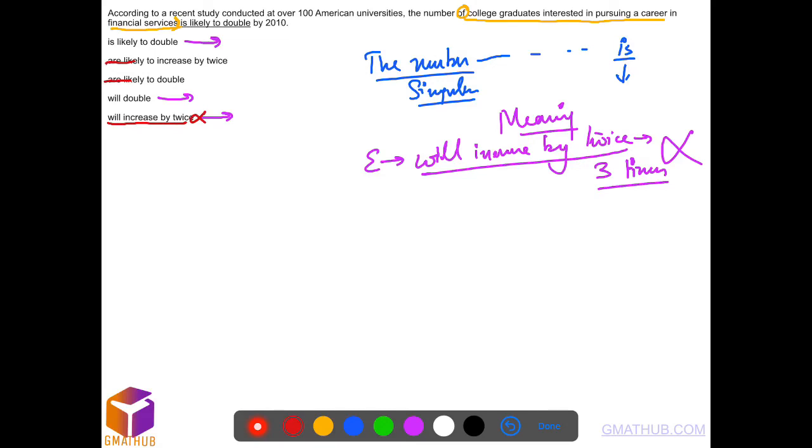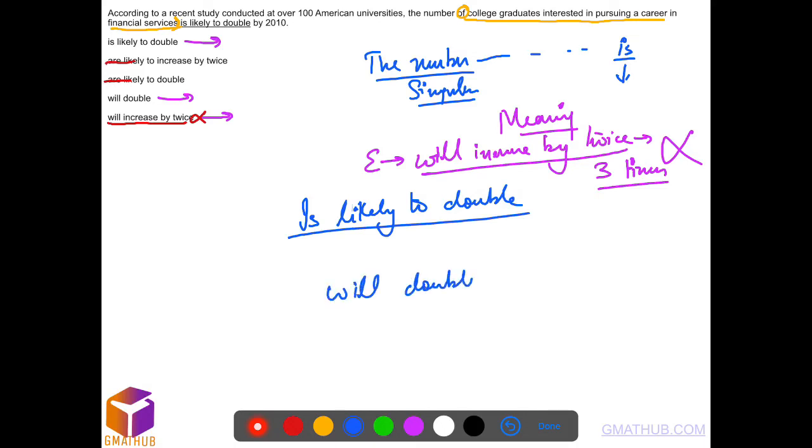Then between A and D, it's between "is likely to double" versus "will double." So "will double" is definite.